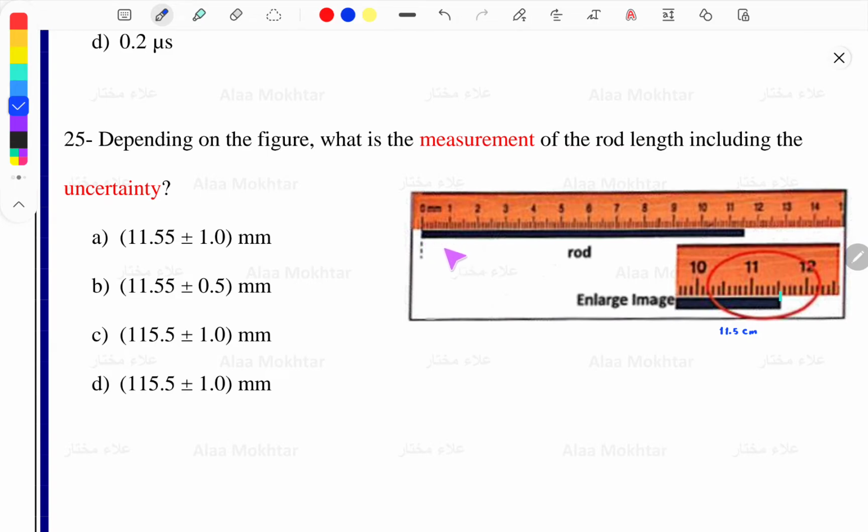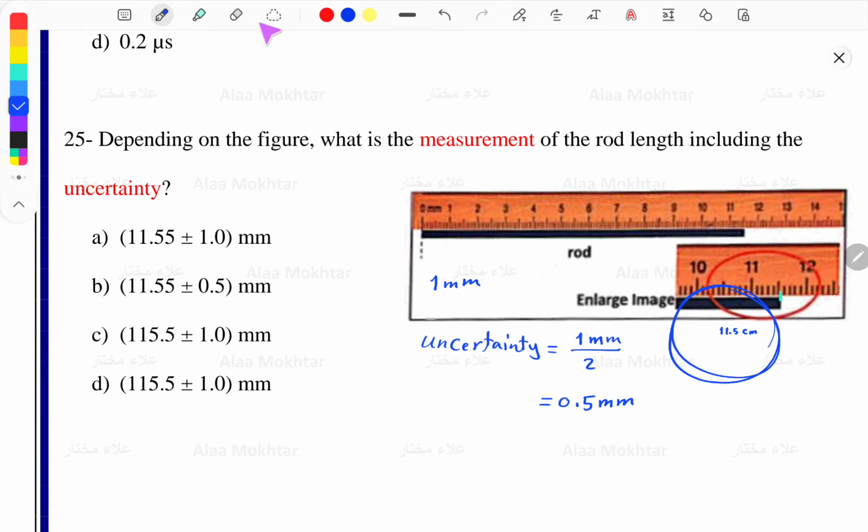The smallest division is what? 1 millimeter on this ruler. So the uncertainty, we can find it by 1 millimeter divided by 2. It will be 0.5 millimeter. But the reading, we write it in centimeter.